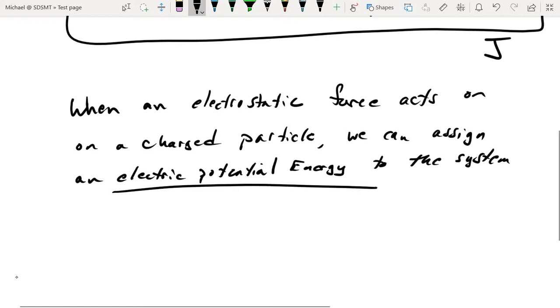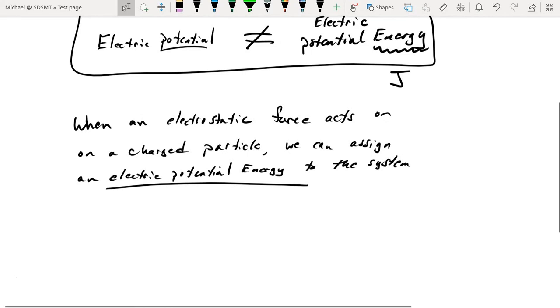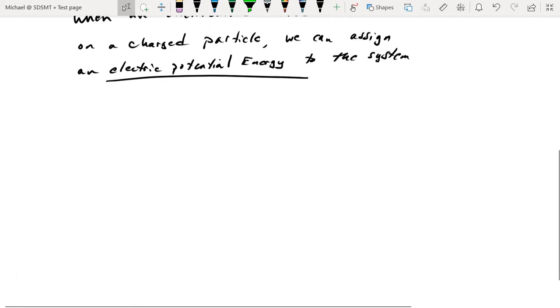Well, here we're using potential energy. Why are we using potential energy? Well, we're going to start from an idea that we're already familiar with. We already know what potential energy is. In this case, it just happens to be an electric form of potential energy. But we know what potential energy is. This is an energy that is basically stored in the system that will have the potential to do work at a later time. So let's see what that means for our charged particles.